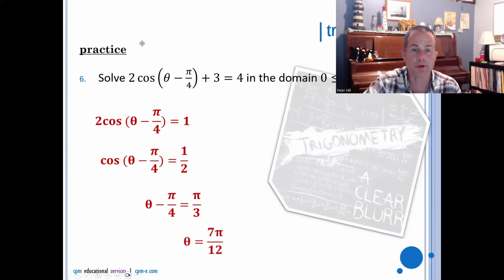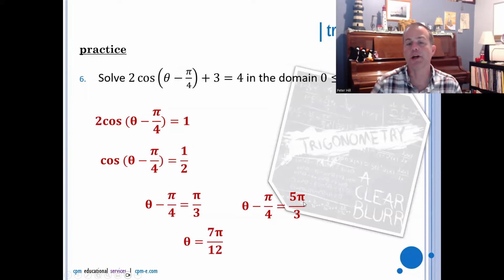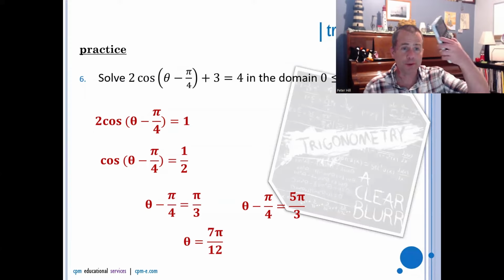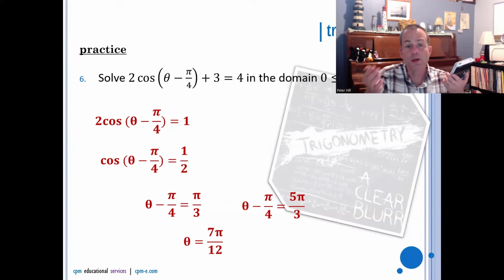Okay, and then the other guy would have been 5 pi over 3. When I add pi over 4 to that, oh, by the way, if I'm stressing you out because I'm doing fractions in my head, grab your calculator, friends. Just put 1/3 plus 1/4 in your calculator and you'll be good to go. Okay, don't be stressed. This is all good.